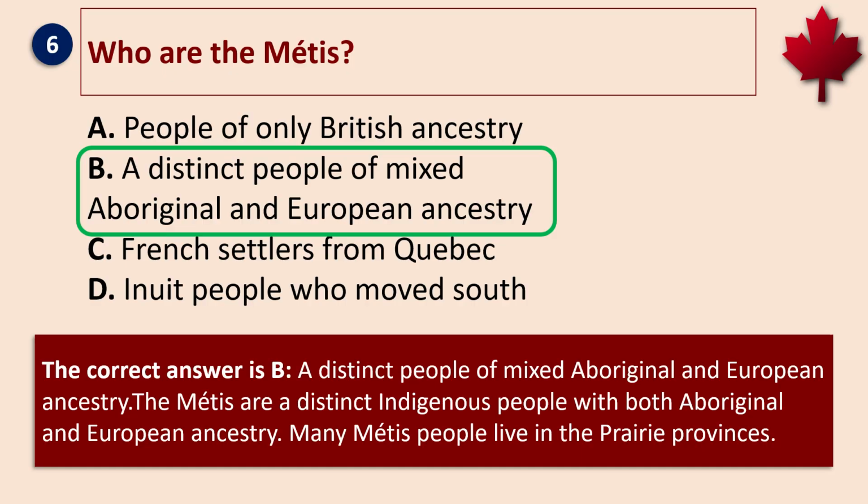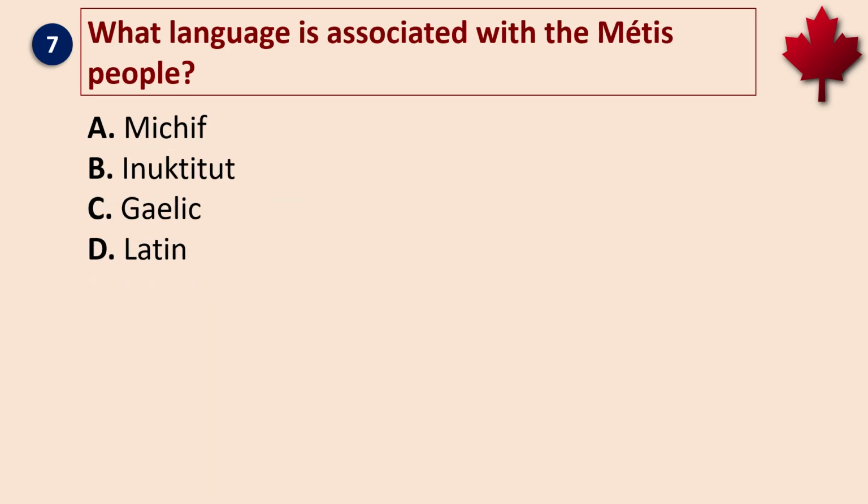The correct answer is B. A distinct people of mixed Aboriginal and European ancestry. The Métis are a distinct Indigenous people with both Aboriginal and European ancestry. Many Métis people live in the prairie provinces. What language is associated with the Métis people? A. Michif. B. Inuktitut. C. Gaelic. D. Latin.